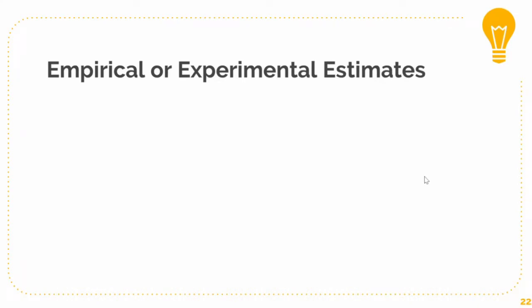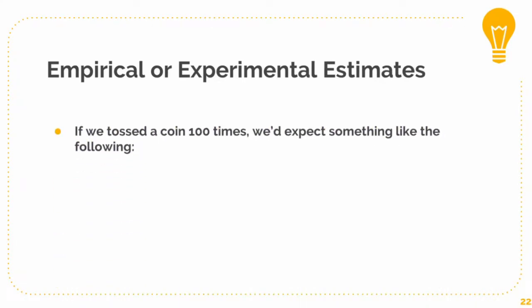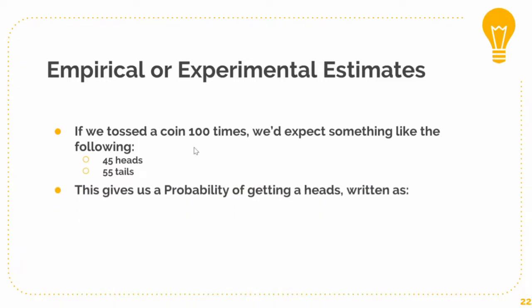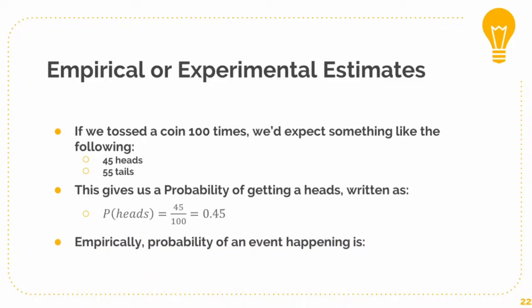So we can do some empirical or experimental estimates. Let's say we tossed a coin 100 times. We'd expect something like the following: 45 heads and 55 tails. This gives us a probability of getting heads, written as P of heads, that's a probability notation, equal to 45 over 100, because we did 100 tosses, which is 0.45 or 45%. So empirically, the probability of an event happening is the number of times an event occurred over the number of trials repeated. That's exactly what we did here.